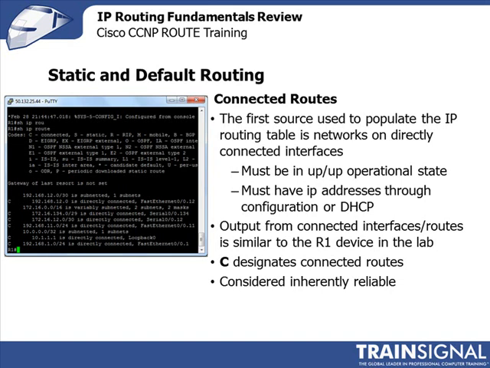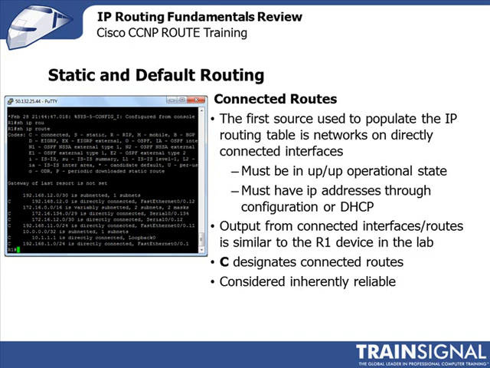Now, output from connected interfaces or routes is similar to what you see here pictured on the left. This is actually from router 1 in our lab environment. You can see here that there are a number of connected routes: 192.168.12.0, 172.16.134.0, 172.16.12.0, 192.168.11.0, 10.1.1.1, and 192.168.1.0 are configured. These are connected routes. That's what the C means.